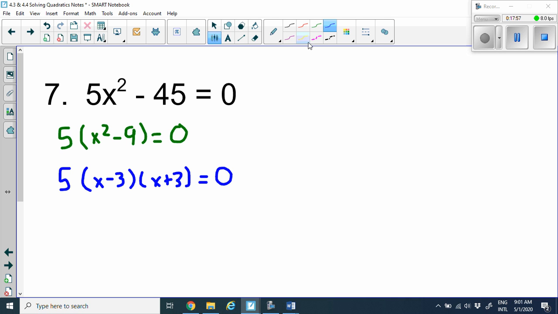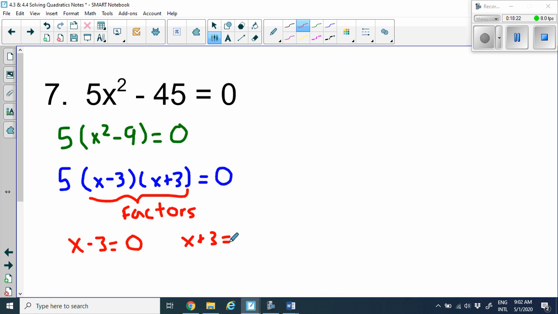So that means all we need to do is set these, which are our factors, equal to 0 and solve for x. Now we already know from our previous example, I think it was example number 3, what our solutions are going to be. So we have x minus 3 equal to 0 and x plus 3 equal to 0. So our two solutions, roots, zeros, are going to be x equals 3 and x equals negative 3.